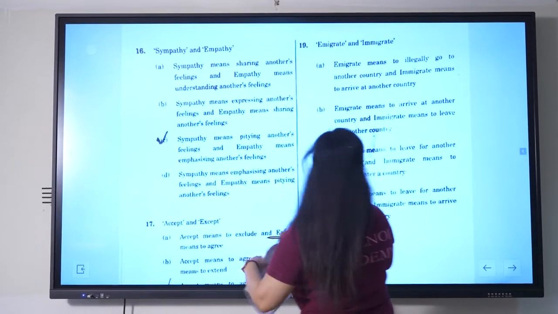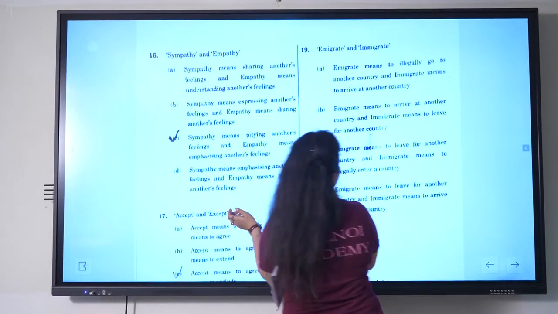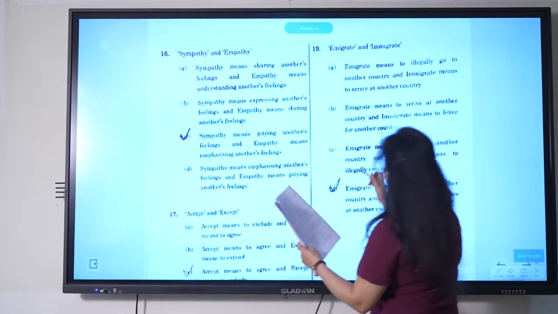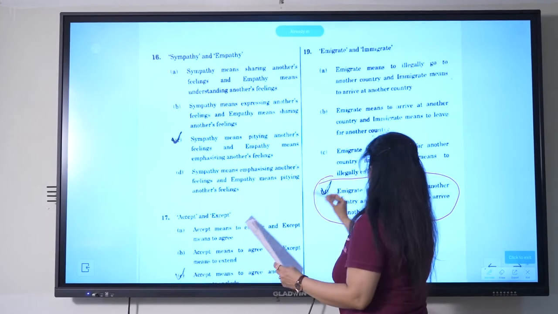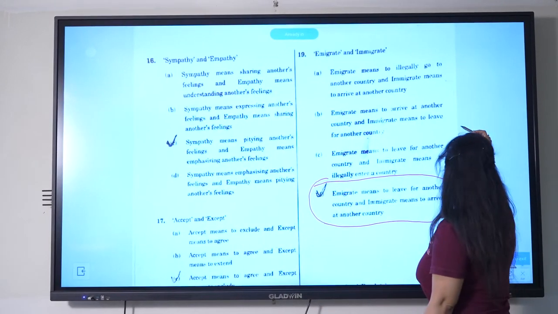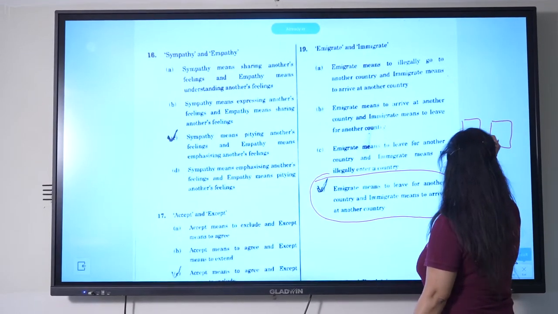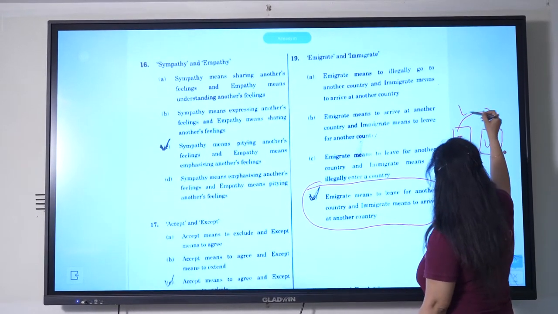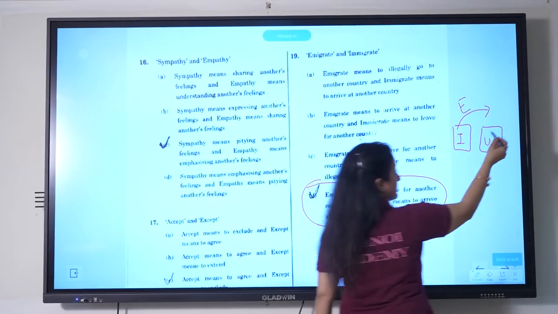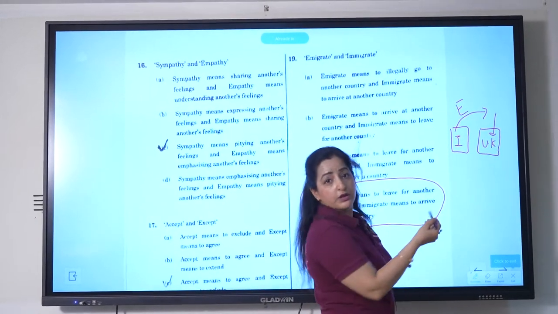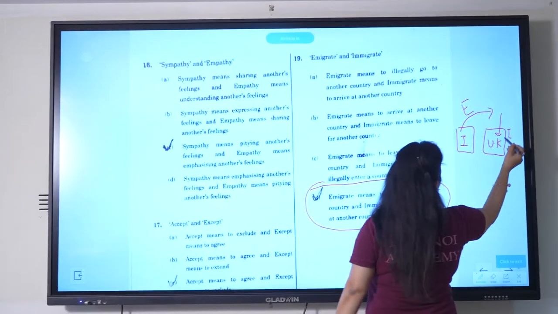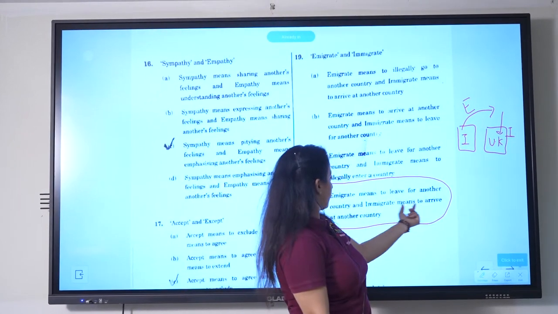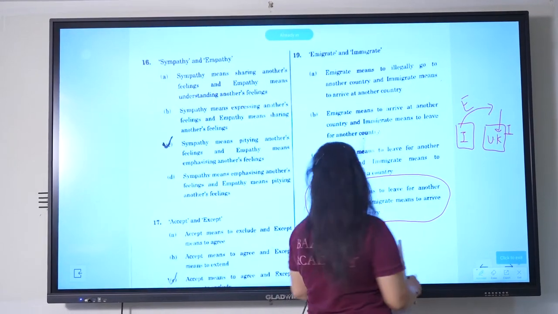All right, emigrate and immigrate. If I may, the correct answer is delta. I think I can draw it for you and explain here. Let's take, these are two countries. This is India, this is UK. A person is leaving India, he's an emigrant. The same person enters here in UK, what will the UK people call him? He will be an immigrant. So that exactly is it. Emigrate means to leave for another country. And immigrate means to arrive in another country. Okay, moving on.